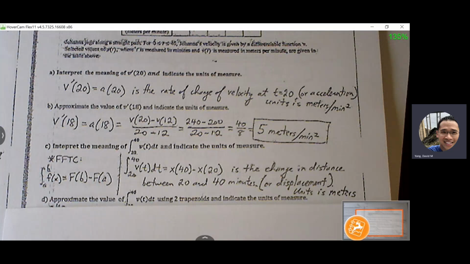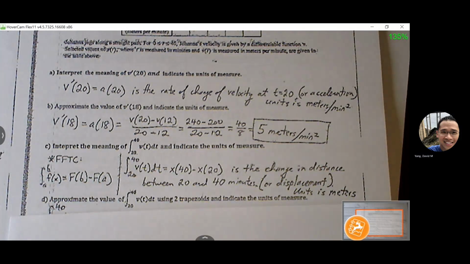Okay, approximate the value using 2 trapezoids. So 1/2 width, height 1 plus height 2. 2 trapezoids from 20 to 40.